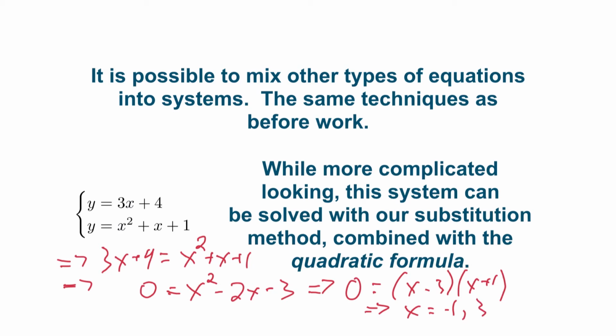So let's check this. Plug in minus 1 into 3x plus 4, and I get 1. Plug minus 1 into the bottom, I also get 1. Plug in 3 on the top, I get 13, and on the bottom, I also get 13. Okay, so in this case, the same kind of substitution method worked very nicely. It did require me to solve a quadratic equation. So that's how it gets more complicated.